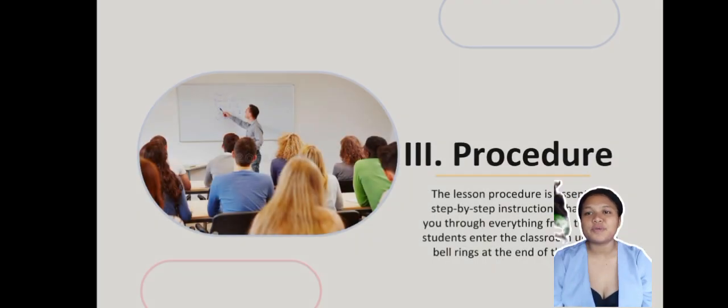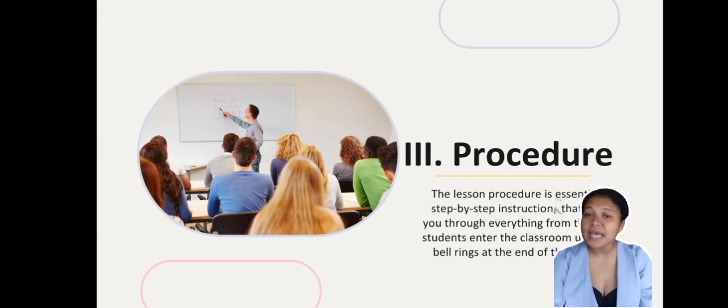Next, we have the procedure. The lesson procedure is essentially step-by-step instructions that walk you through everything from the time the students enter the classroom until the bell rings at the end of the period. So the procedure is the instructions or the sequence of your lesson plan of how you will facilitate, in an organized way, the activities in your discussion.